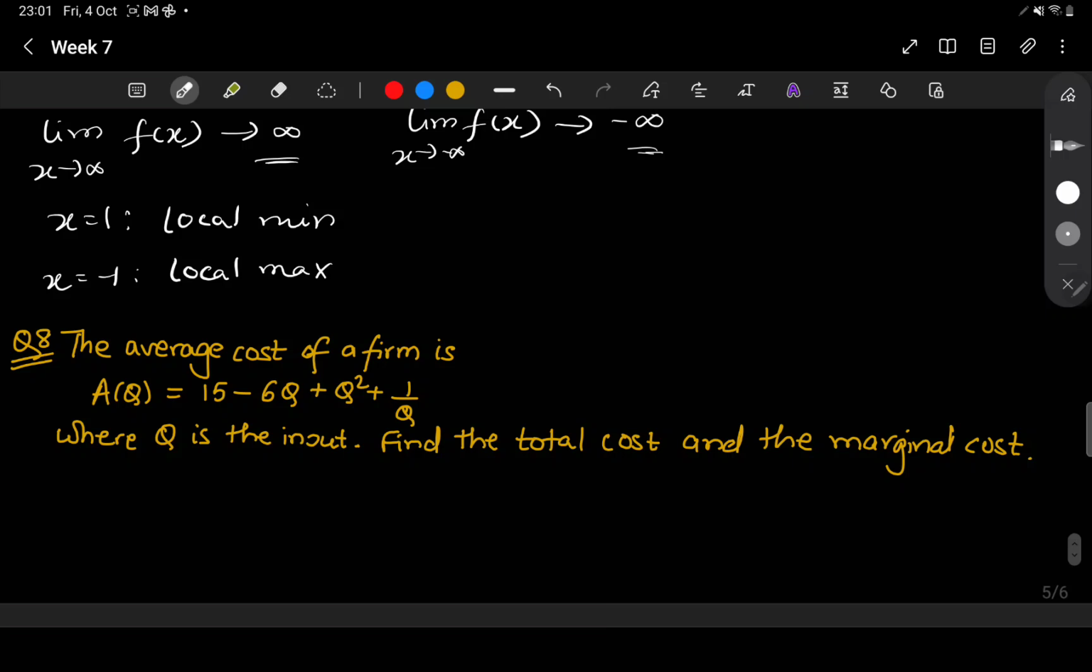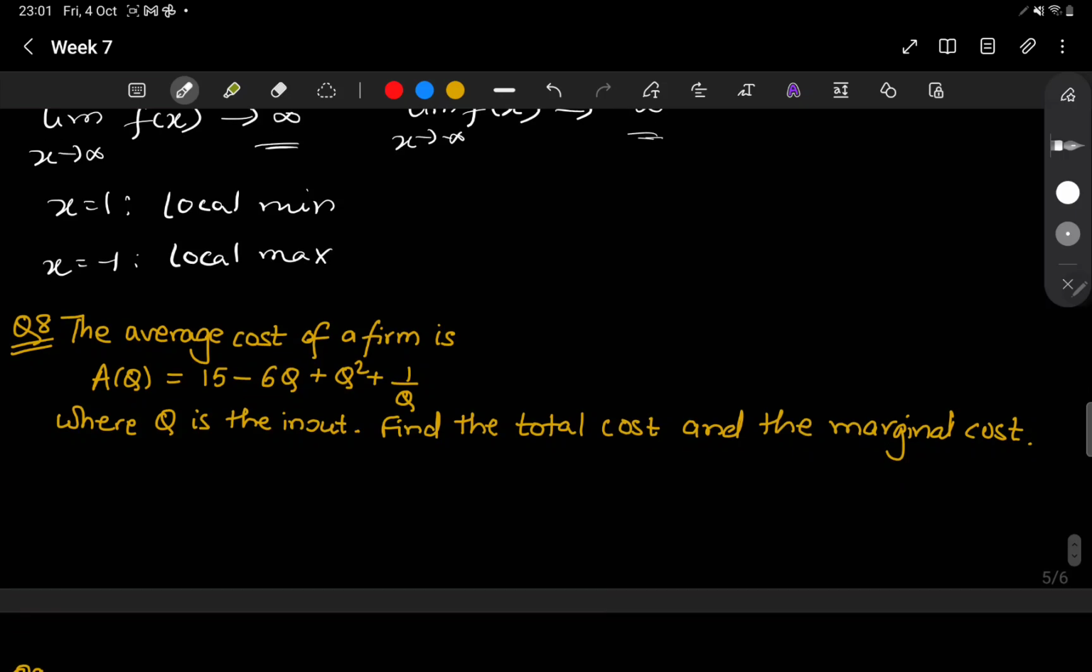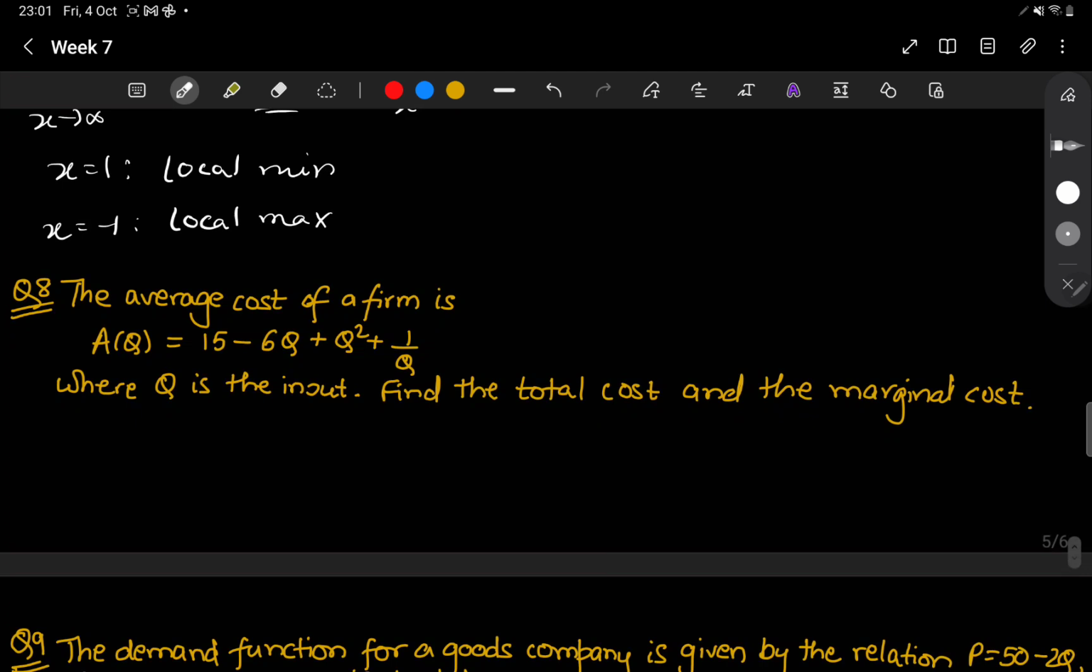Question number 8. The average cost of a firm is given as follows: 15 minus 6q plus q squared plus 1 over q, where q is the input. Find the total cost and the marginal cost.